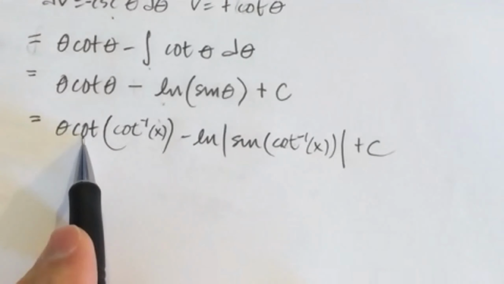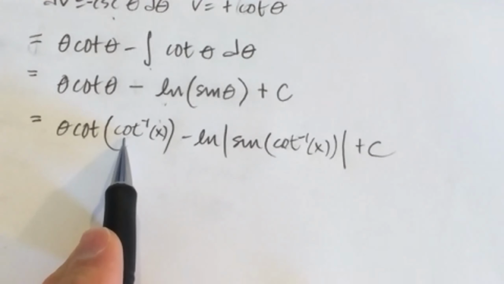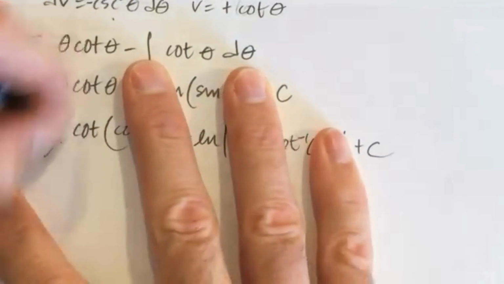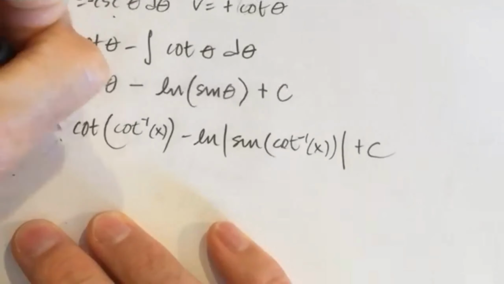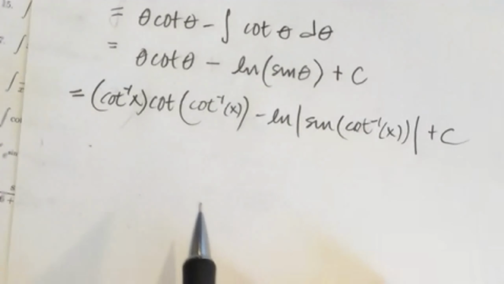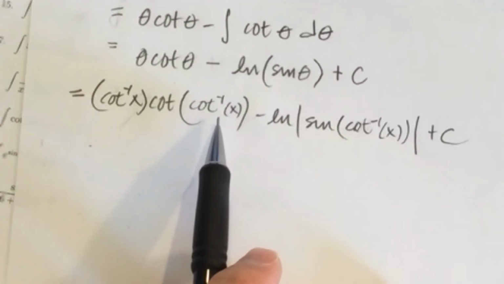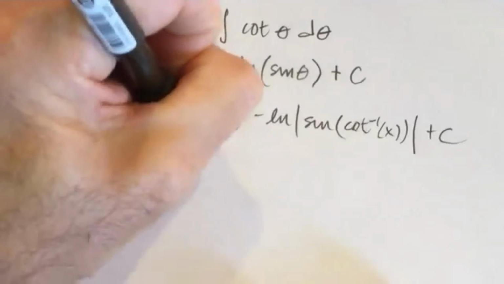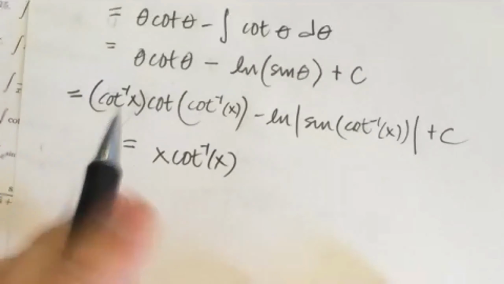How about the cotangent of the inverse cotangent? What's that? Whoops, forgot one. We're supposed to substitute for this one too. That's an inverse cotangent of x, right, times the cotangent of the inverse cotangent. So what's the cotangent of the inverse cotangent? X. So we get x inverse cotangent of x. So that's there. This, I put in the front.